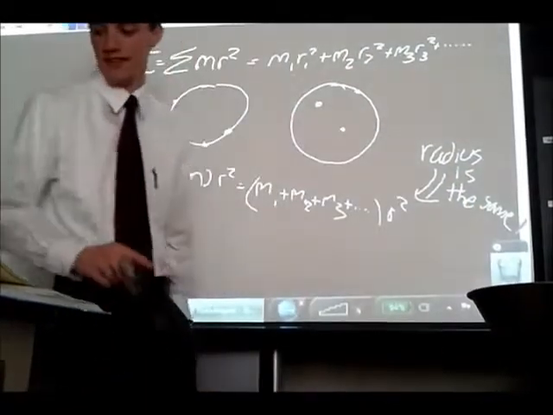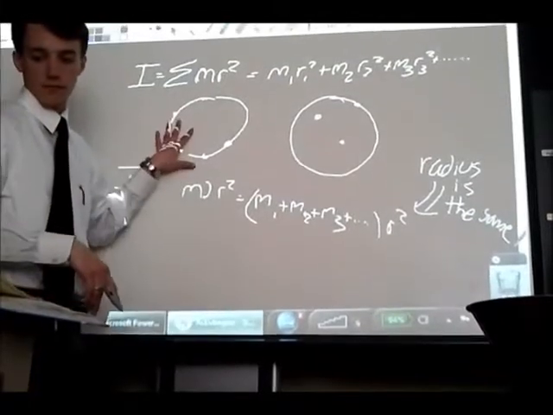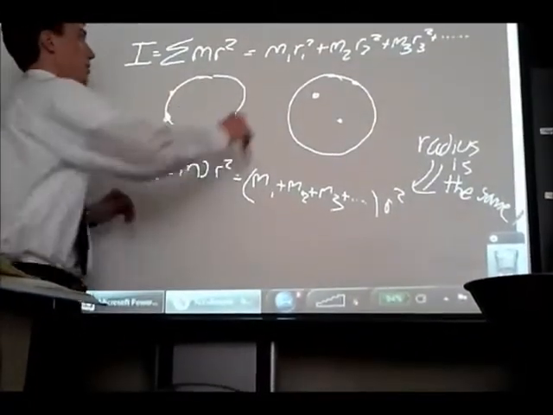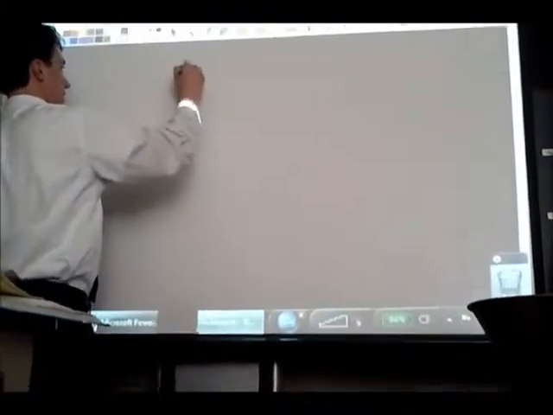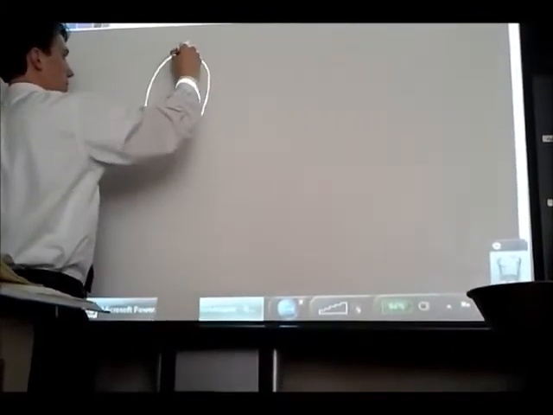DeAndre. Yeah. Alright. So with that being said, let me erase this once. Moment of inertia is like this. If I had a circle, let me see if I can draw this right.